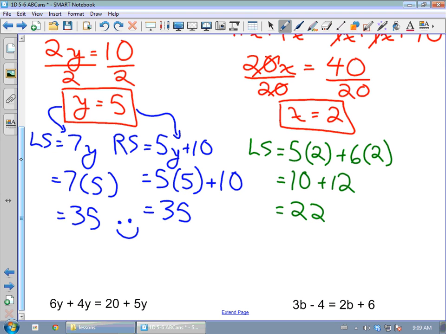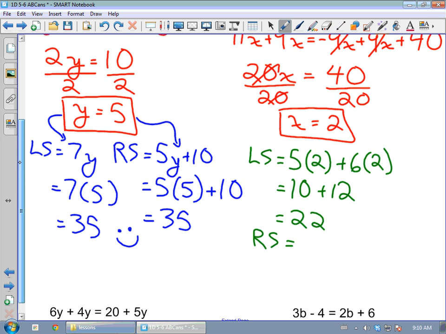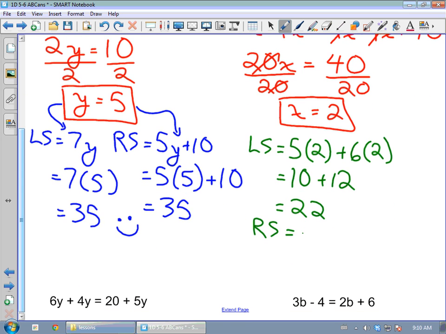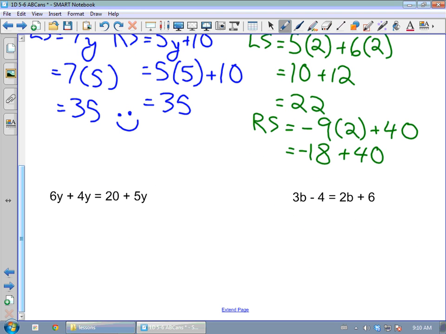What's our right-hand side here? Well, our right side is, let's go back up here, negative 9x minus 40. So negative 9 times 2 minus 40. Or is it plus 40? Oh, it's plus 40. Sorry. Negative 9 times 2 is negative 18. Negative 18 plus 40 is positive 22. 22 and 22, left side equals right side. Okay, so we are happy. We've done this correctly.